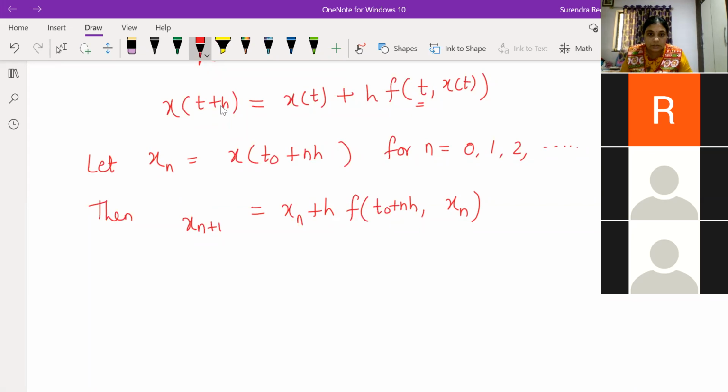T0 is my initial point again. And for n equal to 0, 1, 2, I will get the next points of that interval, whatever may be the interval. Is that okay? T I am replacing with t0 plus nh. So this x at t will be x at t0 plus nh, but x at t0 plus nh is nothing but my xn.